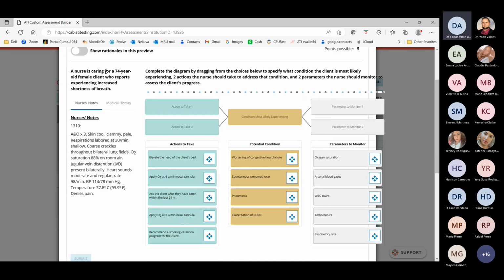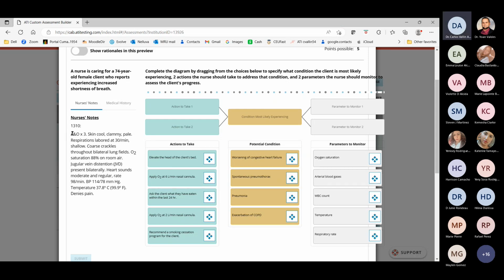In this case, it's a 74-year-old female client who reports experiencing increased shortness of breath. So, a female with also a respiratory problem. We don't know until now why. Let's see what the nurse note says. This is 1:10 p.m., 13:10. Let me say that this is 1:10 of today. Today is the 2nd, no? Very well.